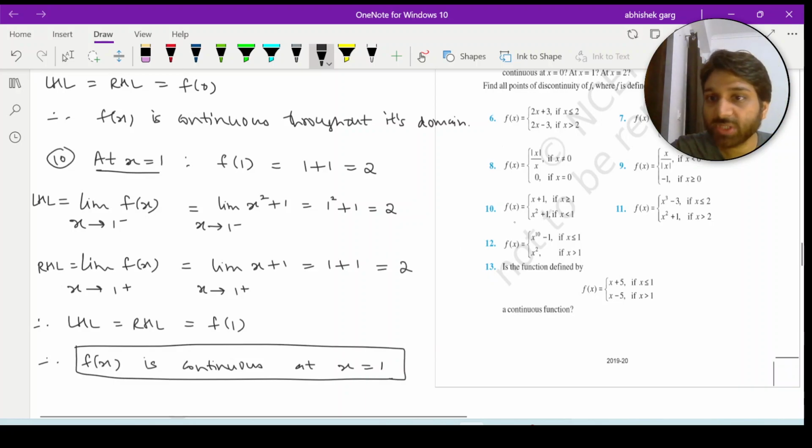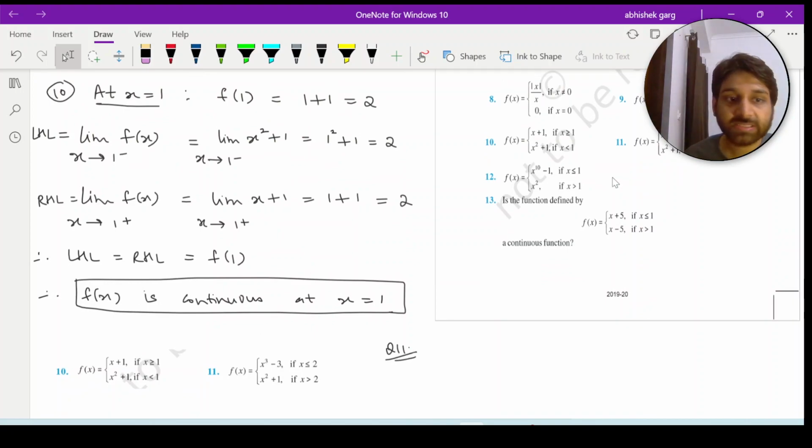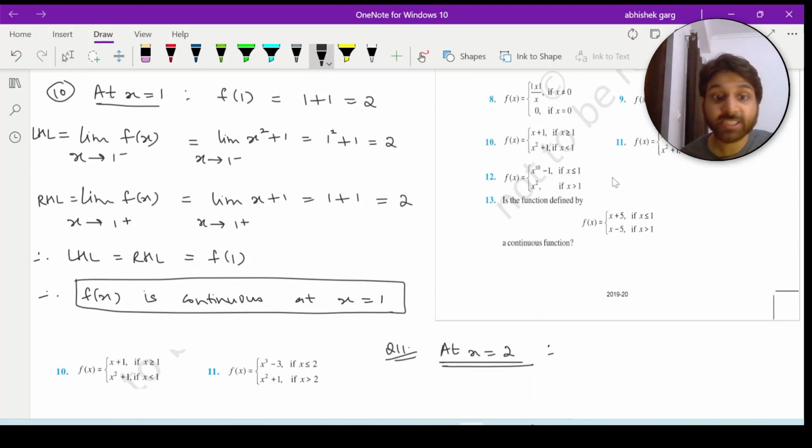All right, now what is question number 11? Question number 11 is based on the same idea. So at which point do we check the continuity? At x equal to 2. Why at x equal to 2? Because the function is changing its behavior at x equal to 2. It is partitioned based on the x equal to 2 value.